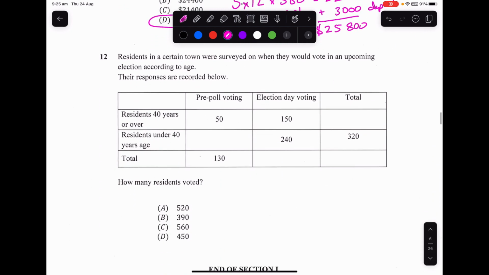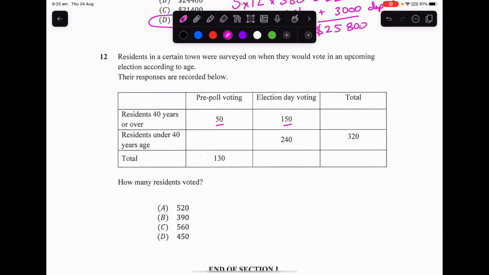Okay, residents in a certain town are surveyed on when they would vote in an upcoming election according to age. Their responses are recorded below. How many residents voted? Okay, so we just need to do some totals here and just double check.